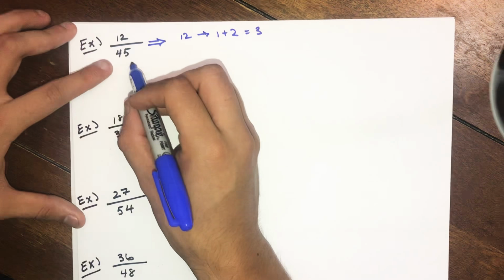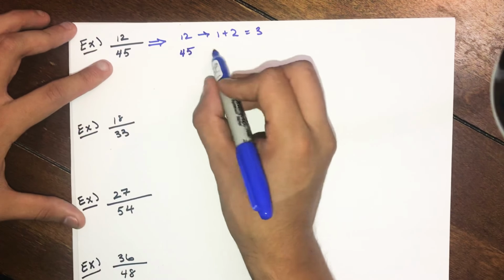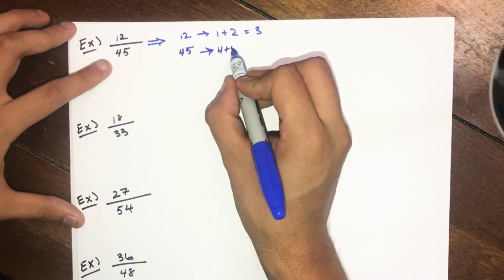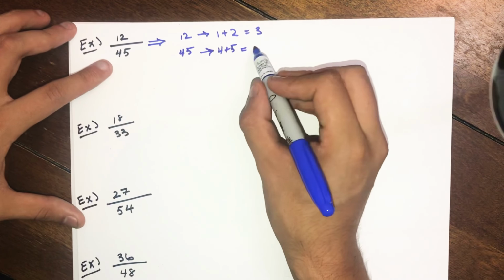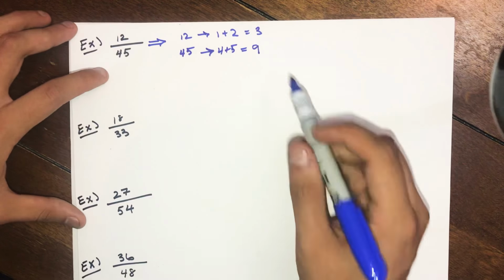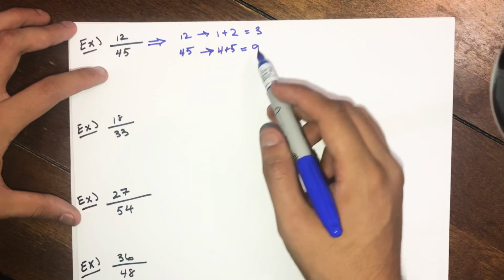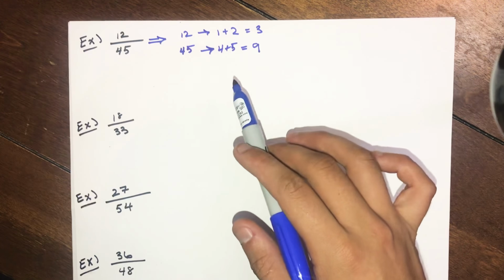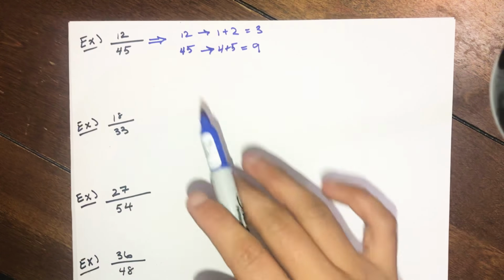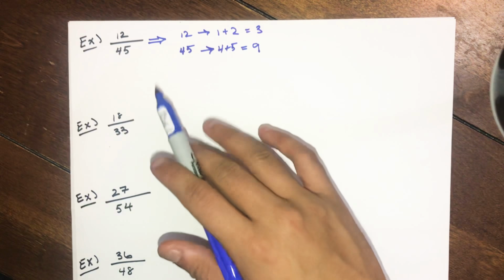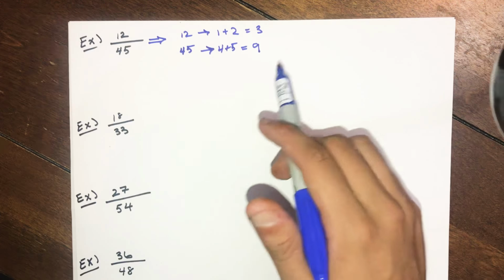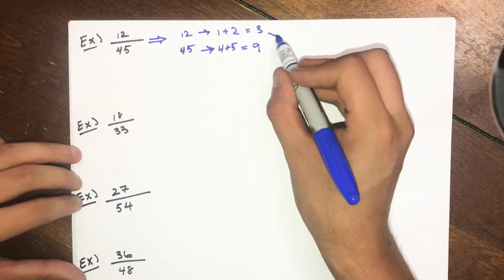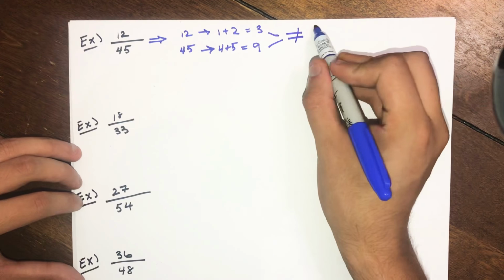Let's look at 45. 45 is going to be 4 plus 5 equals 9. 3 goes into 9 evenly, 3 times. That means 3 goes into 45 evenly. We don't know how many times yet, but we know 3 goes into 45 because 3 goes into 4 plus 5, which is 9. The answer to this problem is not 3 over 9.